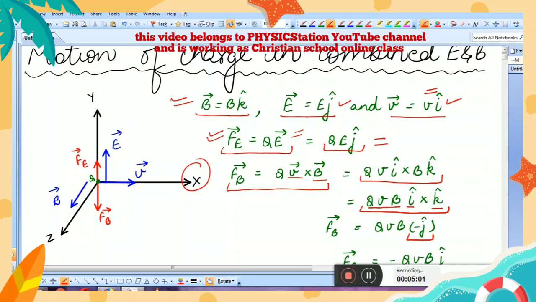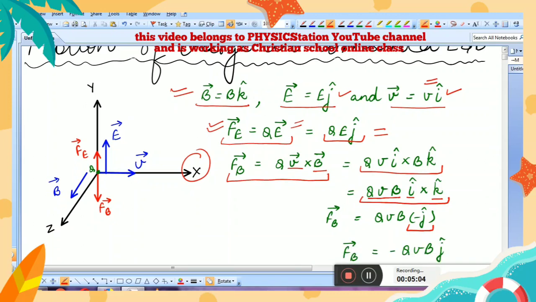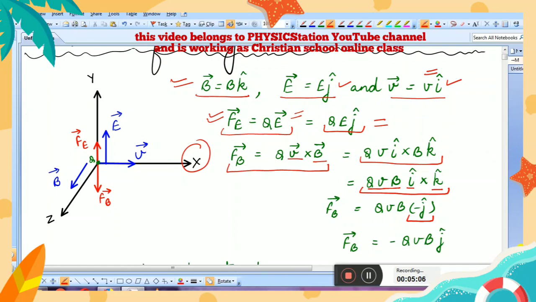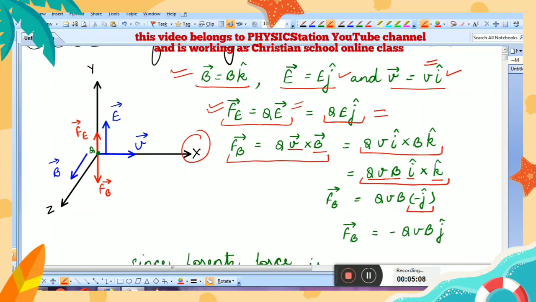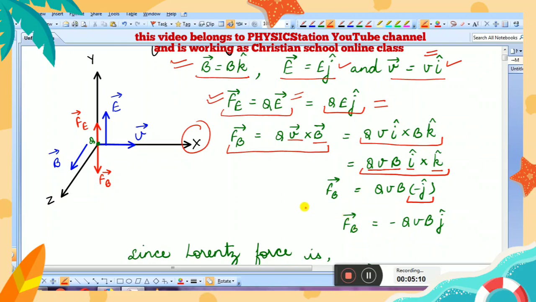Very in a very detailed study. We have seen all these unit vectors in 11th class, so we will not repeat it here again. After this, you can see F_B we got ultimately equal to minus qvB j cap.